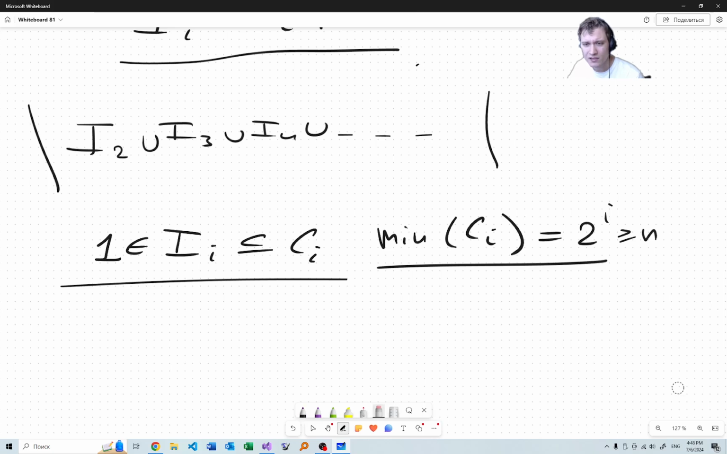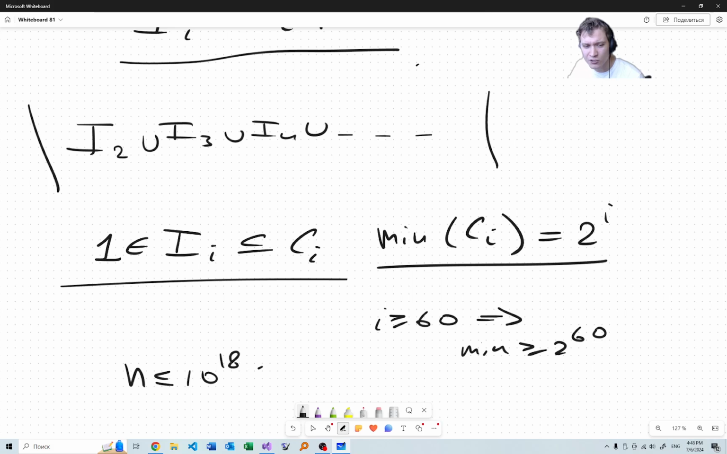Yeah, for example, if i is at least 60, then this minimum is at least 2 to the power 60. But notice that n is actually at most 10 to the power 18, which is less than 2 to the power 60. Therefore, the numbers i which are at least 60 are not interesting for us.